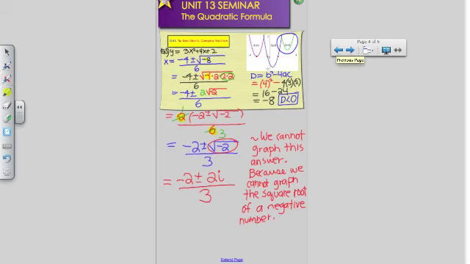Not that you have to write this, but just so you understand, there are no such values on the x-axis. You can't figure out what -2 plus 2i over 3 is. You can't figure out what -2 minus 2i divided by 3 is based on what you know right now, and your calculator won't read it either. So I do expect you to come to that answer, but you're not going to be expected to graph it.